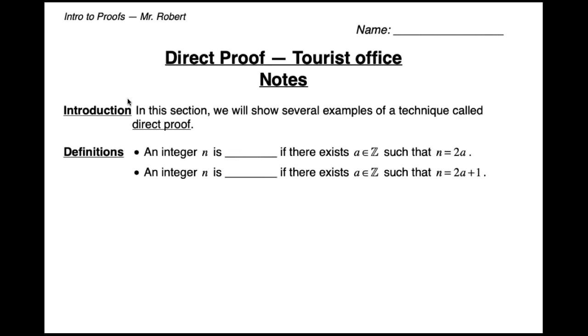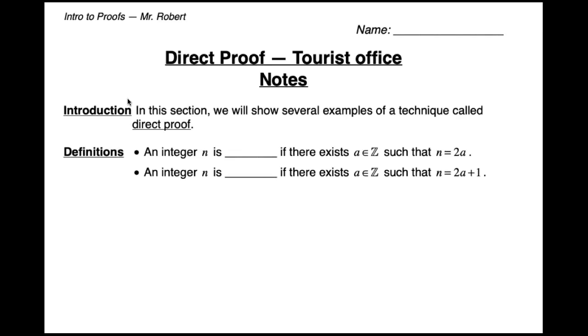So this section is going to be about direct proofs. Direct proofs are the first proof technique that we will learn. It's called direct because we go directly from P to Q. If P, then Q, we go step by step from P to Q. Before showing a few examples, we need two definitions that are going to be very important in the upcoming weeks.